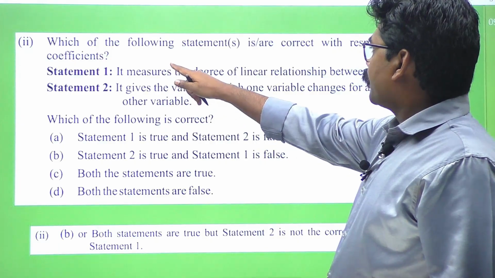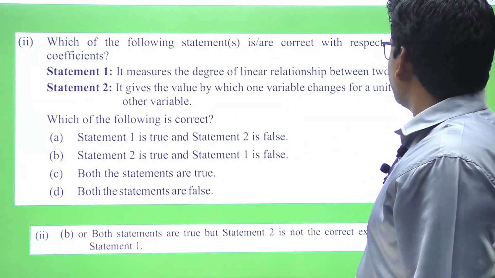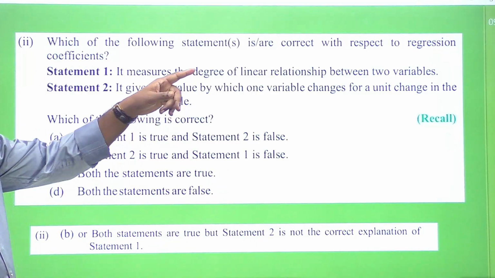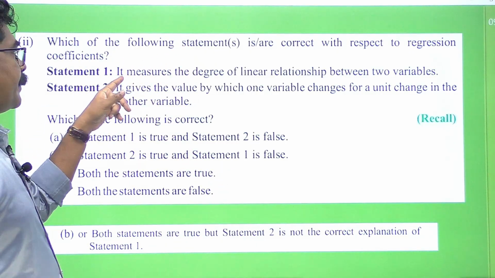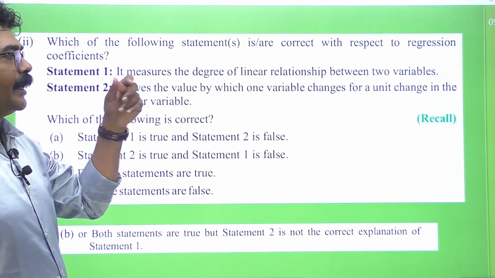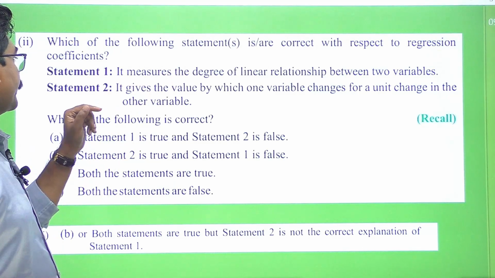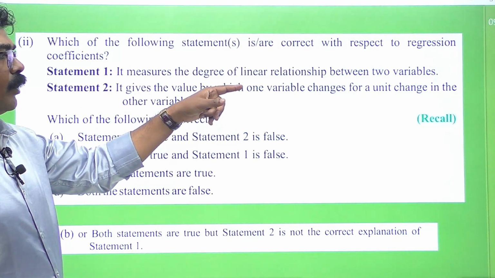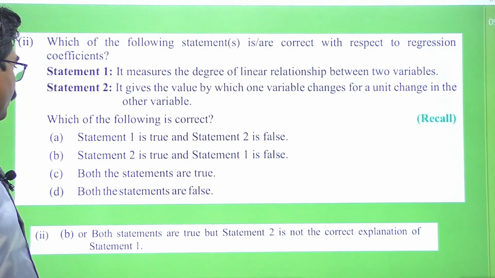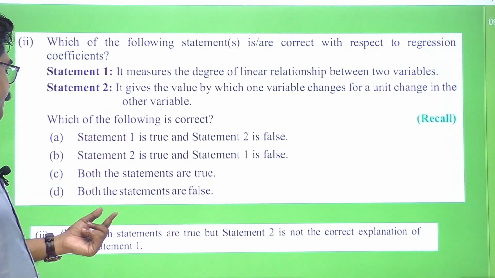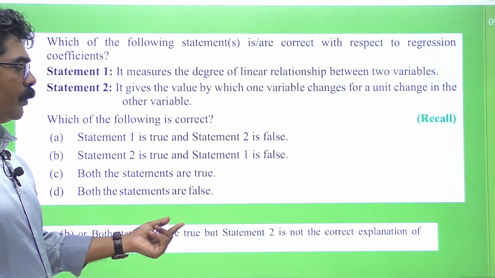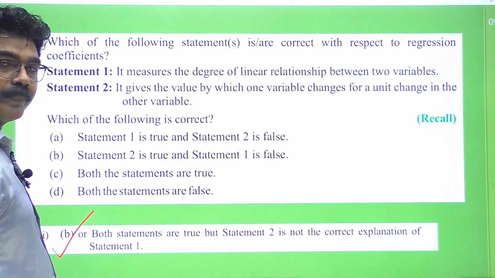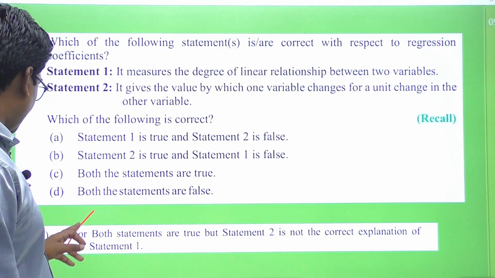Next one. Which of the following statements are correct with respect to regression coefficients? It measures the degree of linear relationship between two variables, and it gives the value by which one variable changes for a unit change in the other variable. The correct option is both these statements are true, but statement 2 is not the correct explanation of statement 1. This is a theoretical type question.